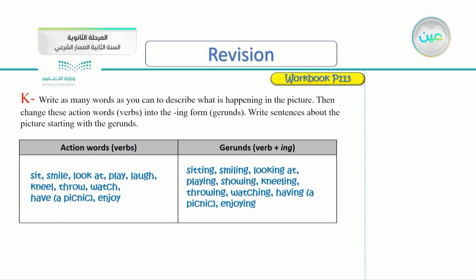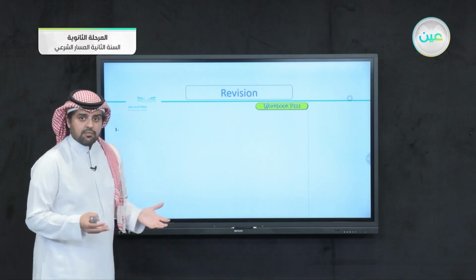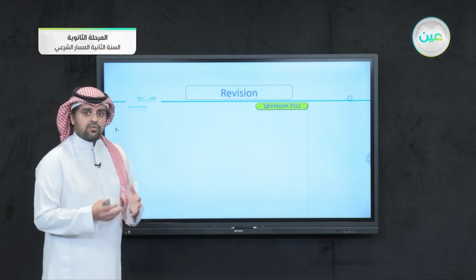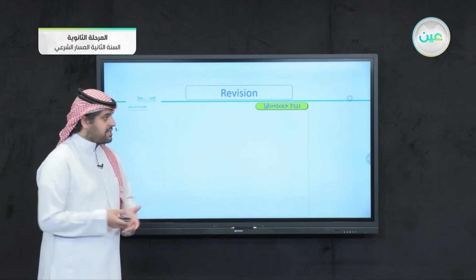So let's get to the second part of the question. Write sentences about the picture starting with gerunds. So these are the gerunds here. Try to come up with some sentences. Write sentences about the picture starting with a gerund. So I've written three examples, or 3 sentences. You can write more, you can write less, you can write 2, 3, but it's better that you write more than 3 for the exercise.